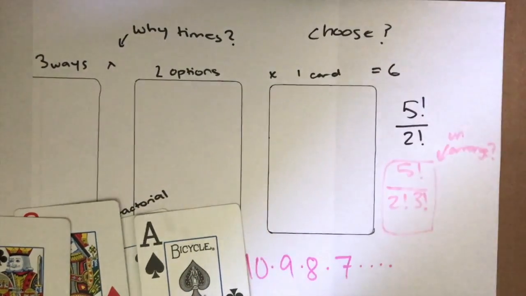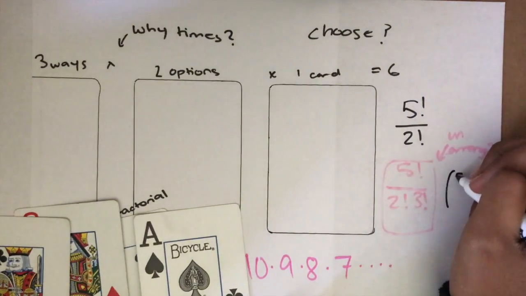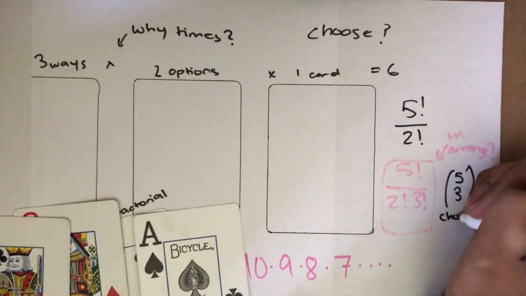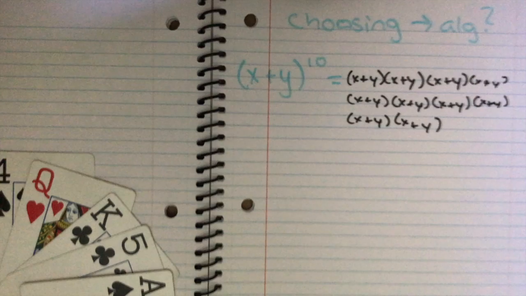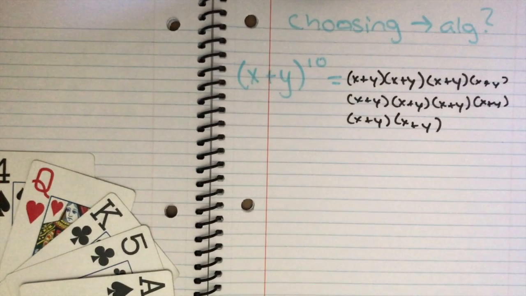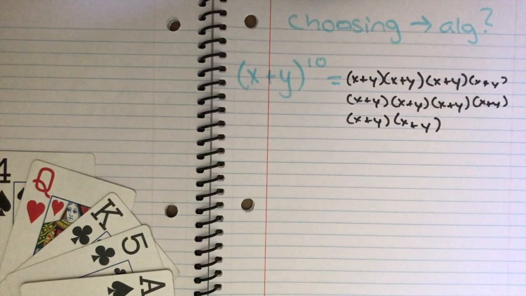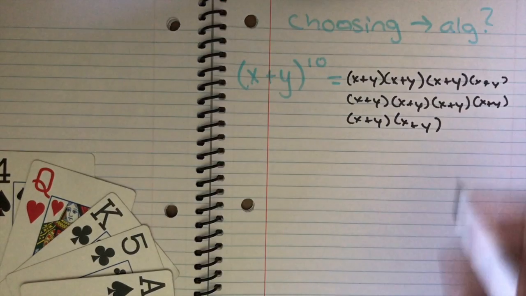So this is what we call choosing things, and the shorthand for writing 5 choose 3 is going to be these long parentheses things, 5 choose 3. And the interesting thing about probability is that choosing things is actually related to a lot of seemingly unrelated concepts. For example, it's connected to the somewhat unrelated topic of algebra.